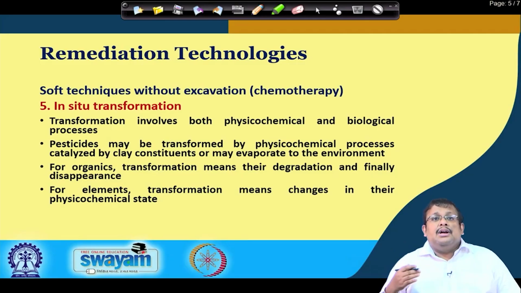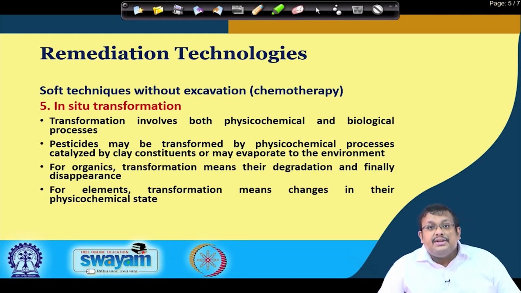And the fifth one is in situ transformation. Now, transformation involves both physiochemical and biological processes. Pesticides may be transformed by physiochemical processes catalyzed by clay constituents or may evaporate to the environment. For organics, transformation means their degradation and finally disappearance. So, for elements, transformation means changes in their physiochemical state. So, their toxicity can be reduced.